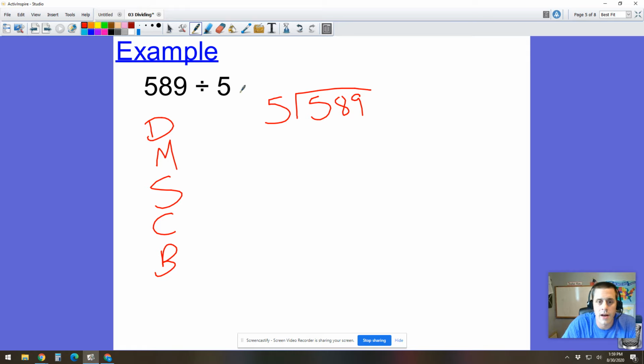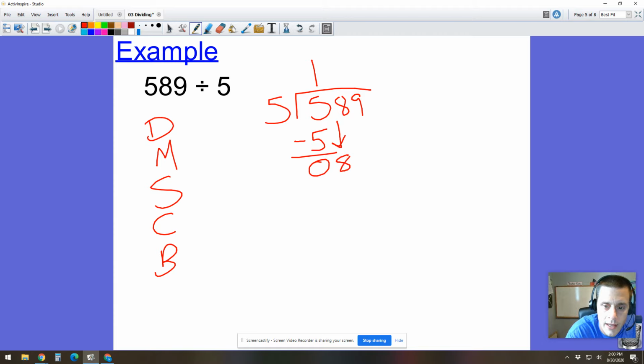So D for divide. We're dividing our divisor 5 into the first digit 5. 5 will go into 5 once. Next step, multiply. 1 times 5 is 5. S for subtract. 5 minus 5 is 0. Check step, don't forget it. 0 is less than 5, so we're ready to bring down the next digit, which is the 8.